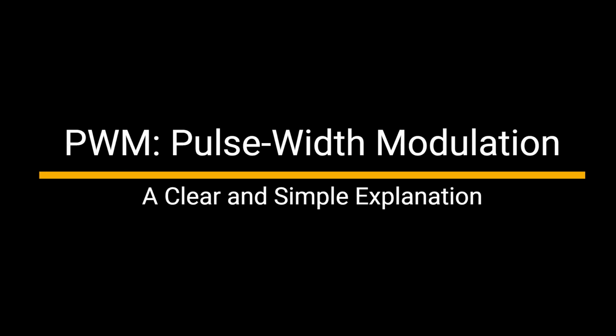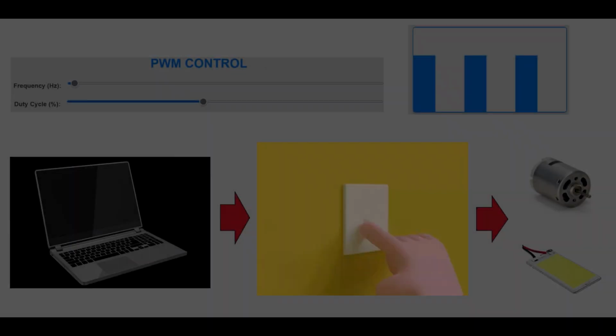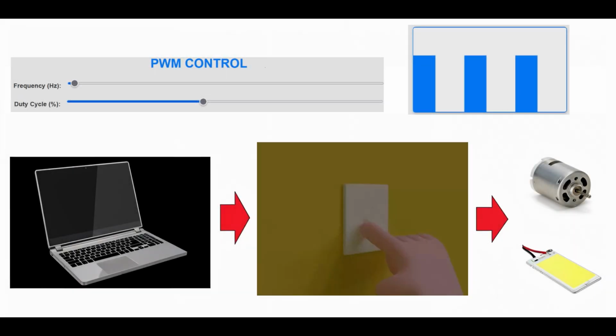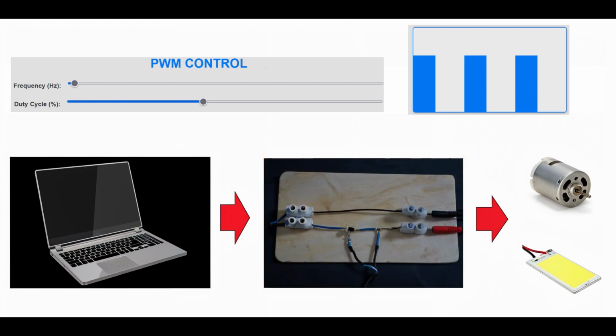Pulse Width Modulation, PWM, is a method for controlling power to devices by rapidly switching it on and off. In this video, we'll demonstrate a simple system to control a PWM circuit using a PC.